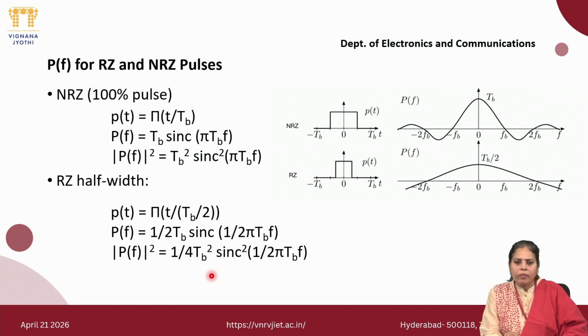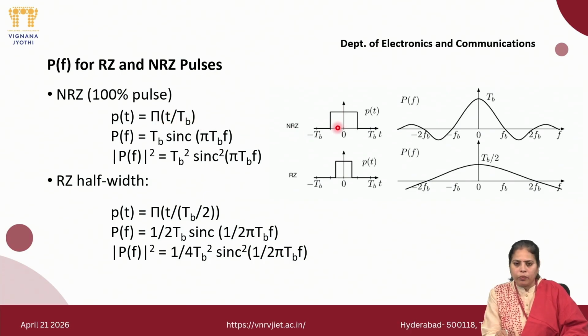Now, coming to modifying our pulse P of f, we have the choice of using pulses in RZ form, that is return to zero, or non-return to zero. In case I choose the non-return to zero pulse form, where the pulse is high for 100% of the duration, we can represent this with a rectangular pulse that exists from minus TB to TB, which is represented by a rectangular gate function, rect of t by TB.